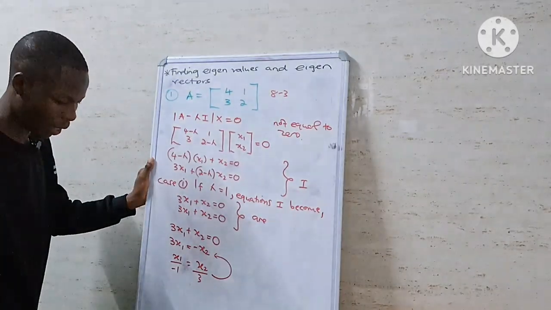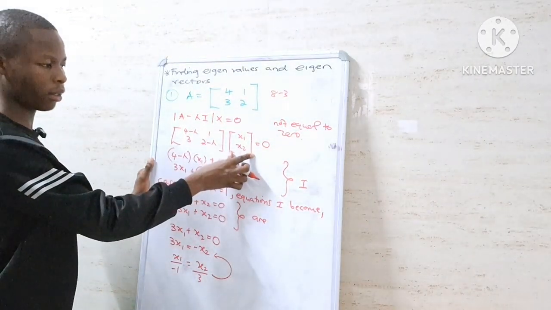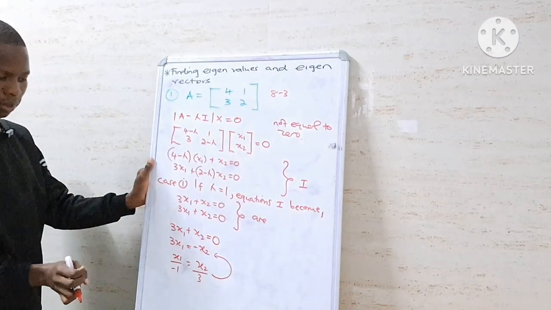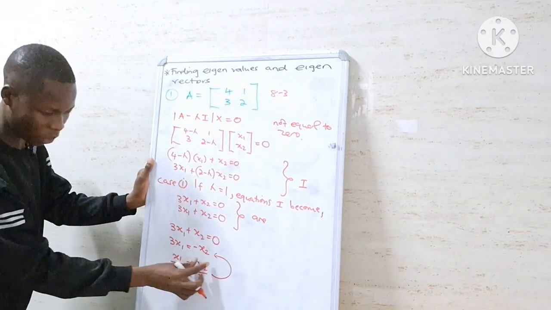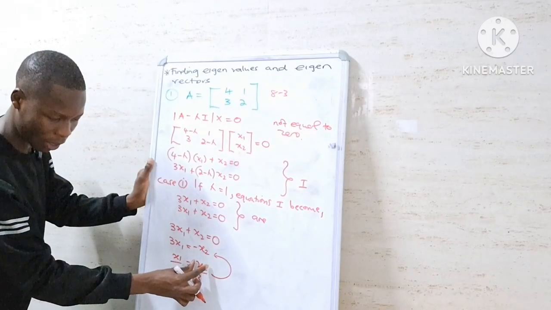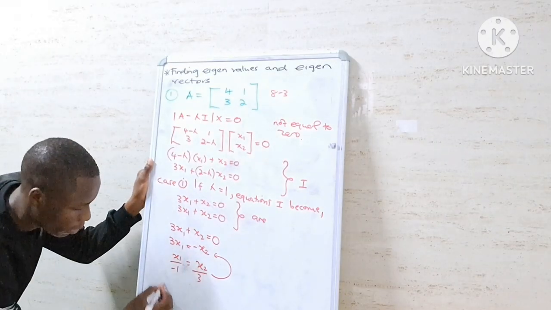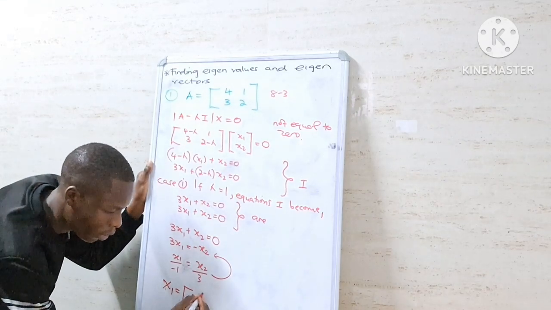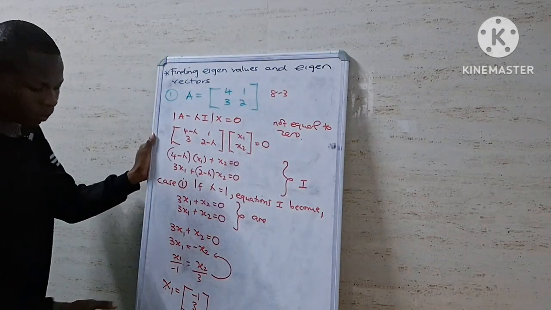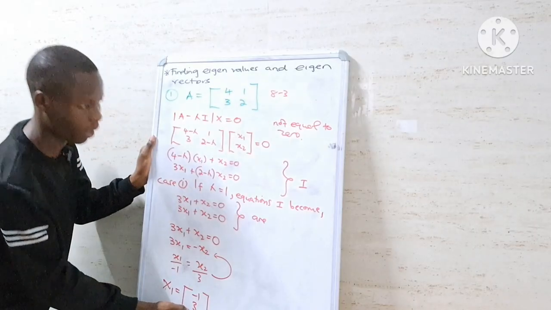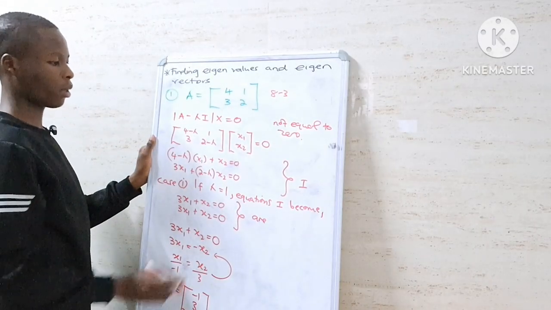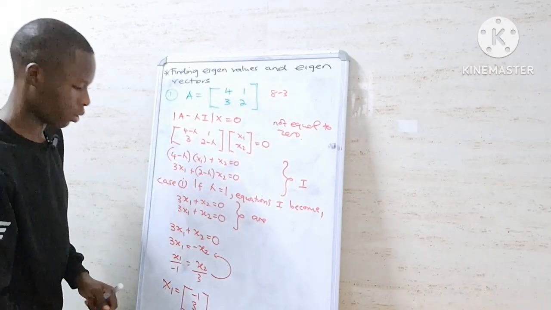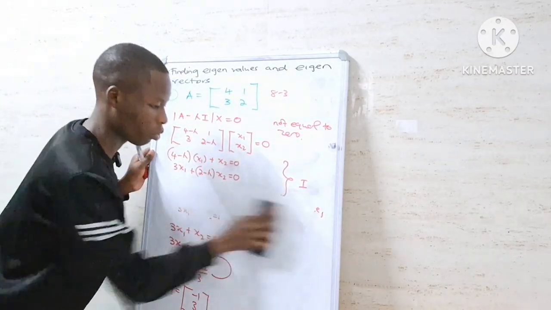Remember, the aim is to find this eigenvector, which is supposed to be in the form x1, x2 like this. So you should make sure that the numerator is x1. Here again the numerator is x2. It simply means that x is equal to negative 1, 3. So this is the eigenvector corresponding to this eigenvalue.